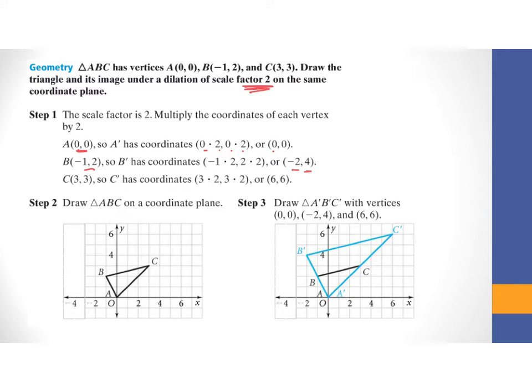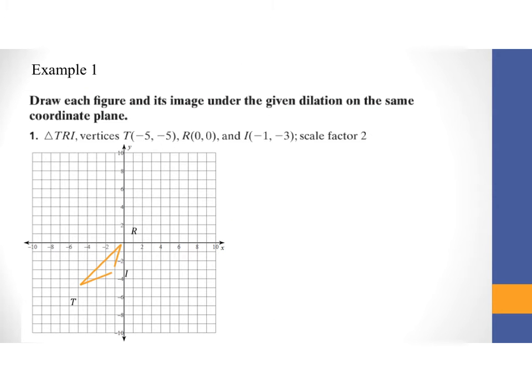So in step 3, we are then going to go ahead and draw the image on the same coordinate plane, like what you can see right here. And the blue triangle is the same triangle, only it's scaled up by a factor of 2. So let's go ahead and take a look at an example on our own. And we're going to ignore the orange lines on the coordinate plane right now. They did not come through properly, but we'll still walk through this.